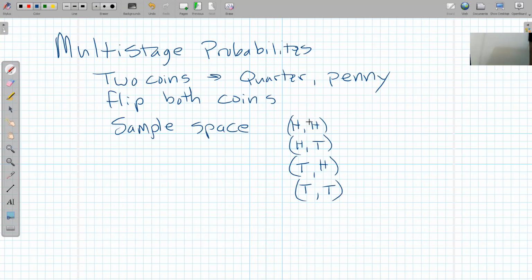Each thing that happens is really a pair of things, right? Because I have multiple things going on at once. Now, are these equally likely? Well, my belief is that the quarter is a fair coin, right? This idea of fairness. So that means the head or the tail is equally likely for the quarter, and the head or the tail is equally likely for the penny. So altogether, they should be equally likely. Since there are 1, 2, 3, 4 of them, each of their probabilities should be 1/4. That seem reasonable?